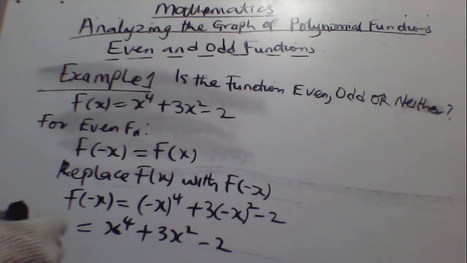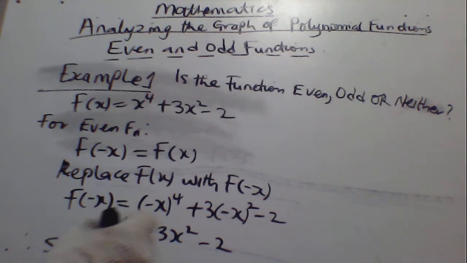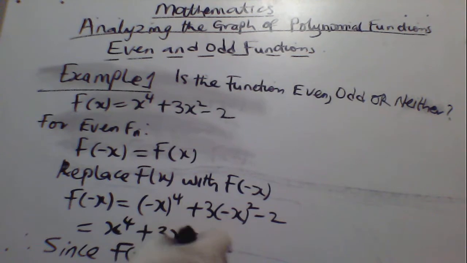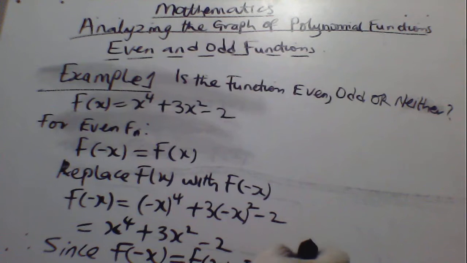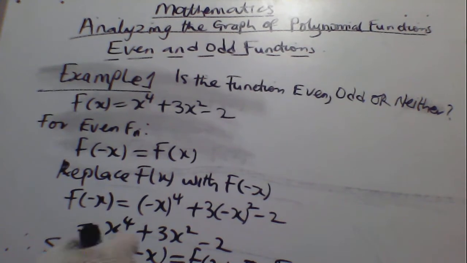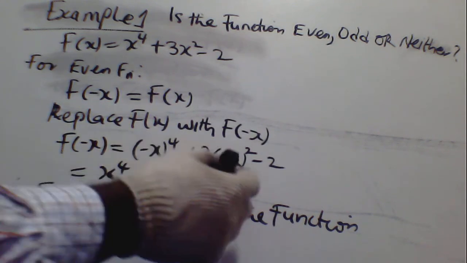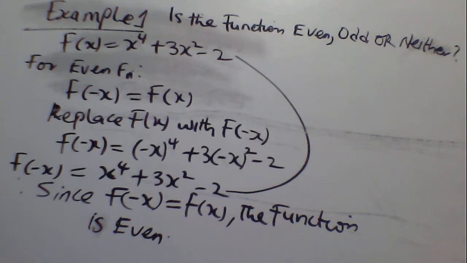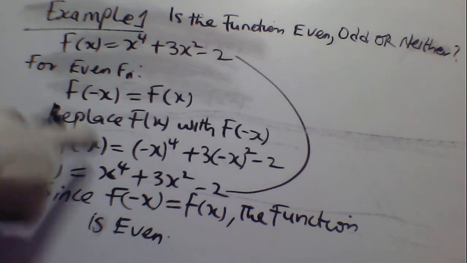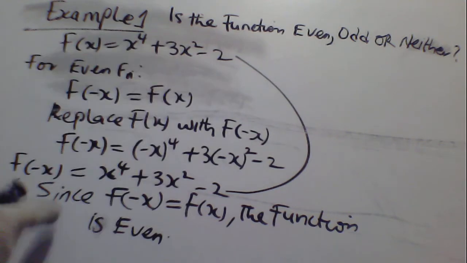So you can now state that, therefore, since f of minus x is equal to f of x, the function is even. So we have tested it and it is even. When we substitute the value of minus x, it is equal to f of x. Since f of minus x is equal to f of x, the function is even. So we can now proceed. We have tested for even. Let's test the second example.